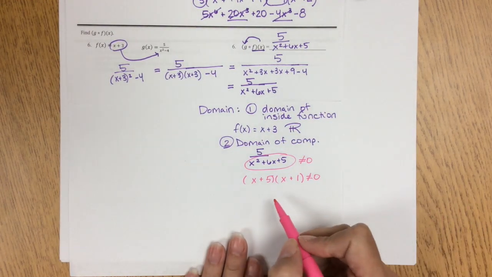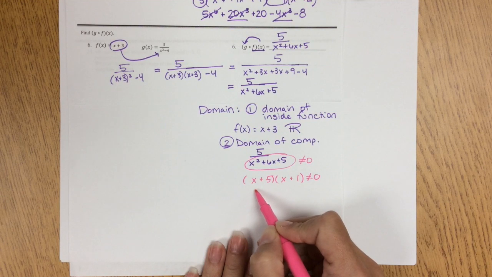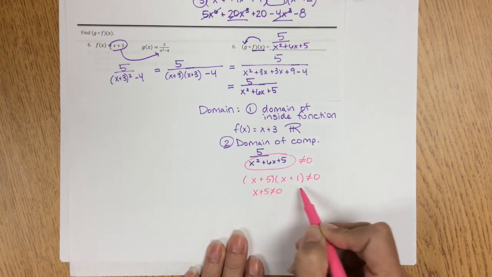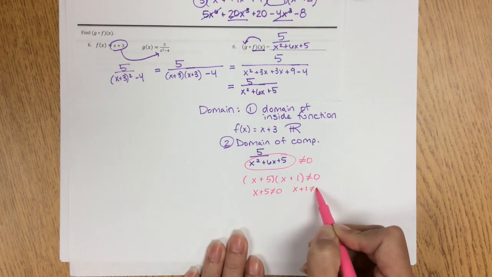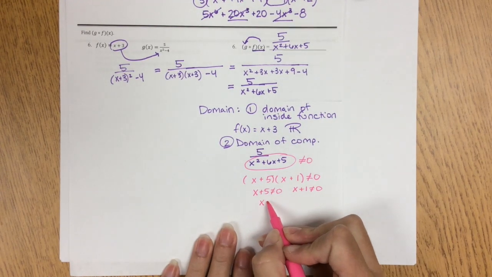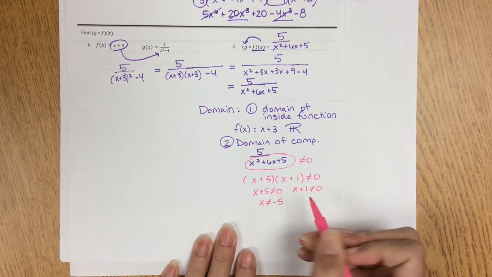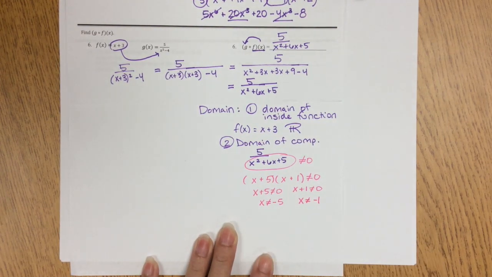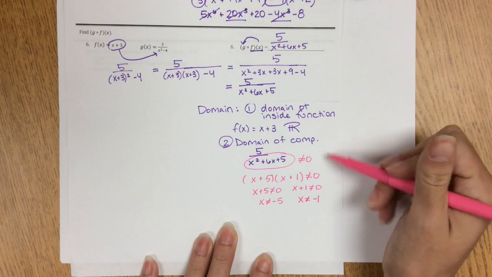All right, now that means that x is not allowed to be -5, or this would be 0. So x plus 5 cannot equal 0, and x plus 1 cannot equal 0, because if either one of those are 0, my denominator will be 0, and I'm not allowed to divide by 0, so I got to make sure that doesn't happen. All right, so here, x is not allowed to be -5, and x is not allowed to be -1. So those are my domain of my composition.